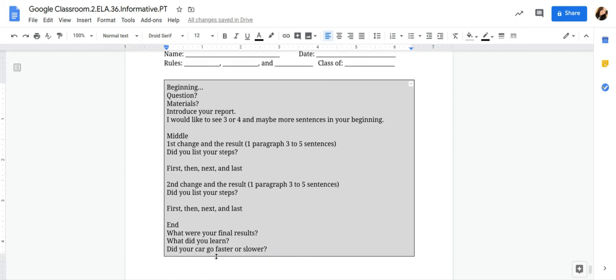And then revise your ending. What were your final results? What did you learn? And did your car go faster and slower with the changes made? What did you learn?